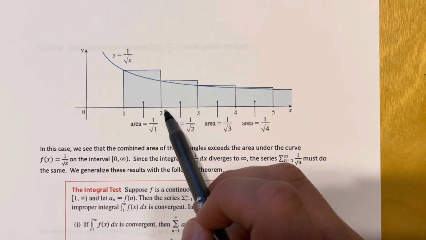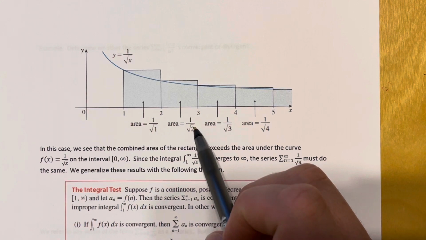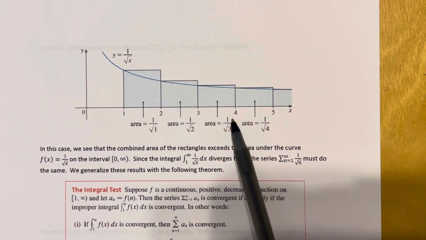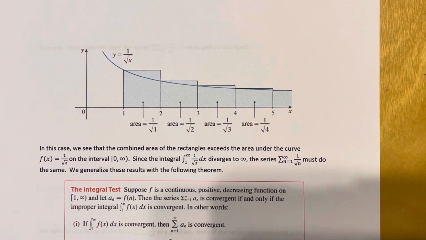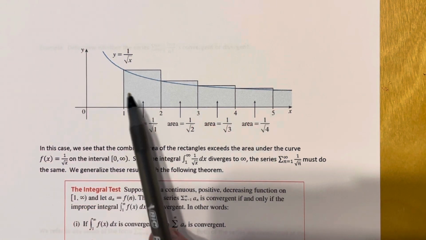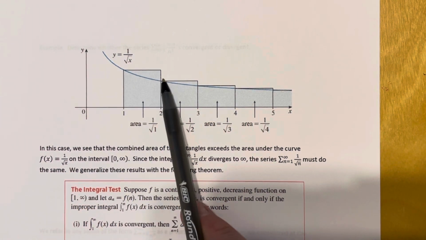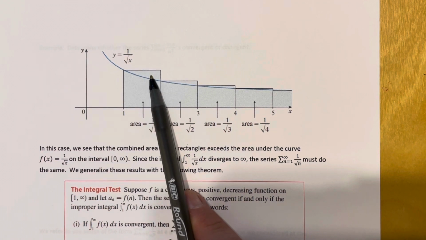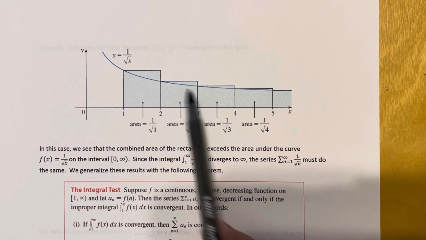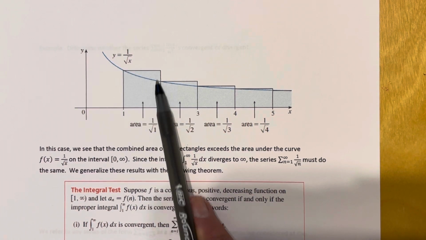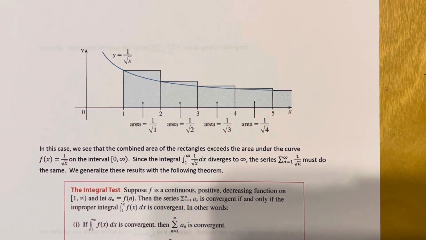Then I plug in 2 for this left endpoint. 1 over root 2 ends up being the area of that rectangle. And then 1 over root 3, and so on and so forth. These are the terms in the series that we're looking at. And notice this time, because I have a decreasing function and all of these rectangles are using left endpoints, the combined area of these rectangles has to be greater than the area under the curve, because each rectangle has a little extra area up on top there.